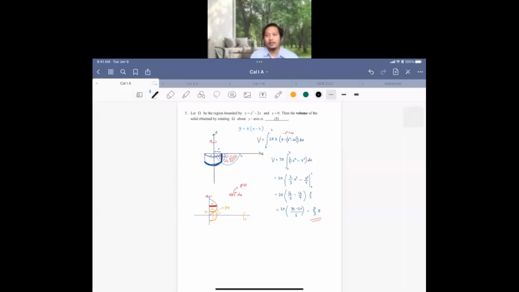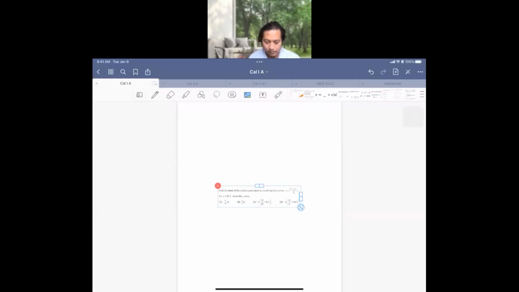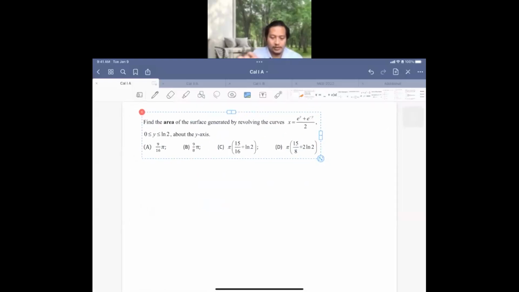Okay. Now for the next question, what else do we have? Yeah, this one. Find the area of the surface from revolving this curve x equals e to the power of y plus e to the power of negative y, over 2. We have the interval, and rotate about the y-axis.